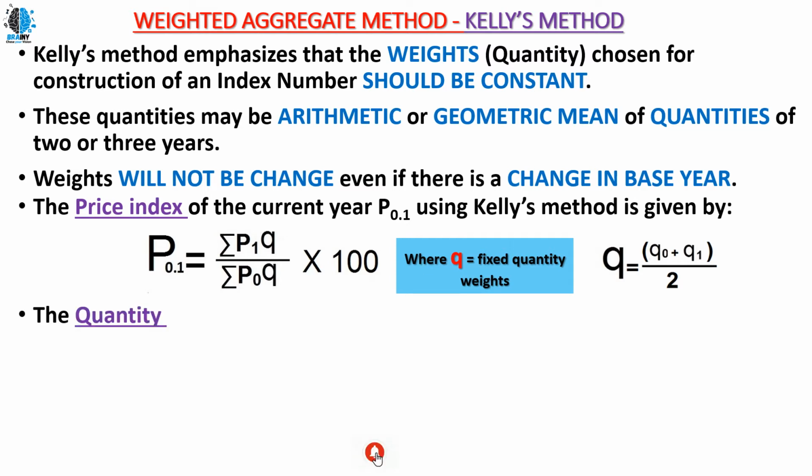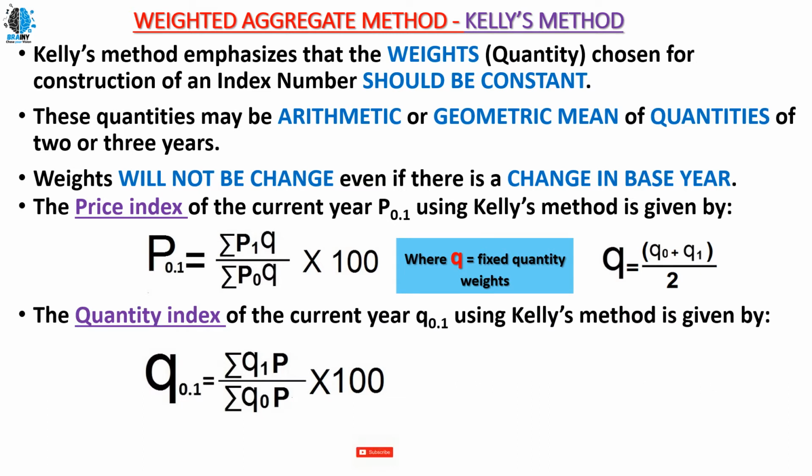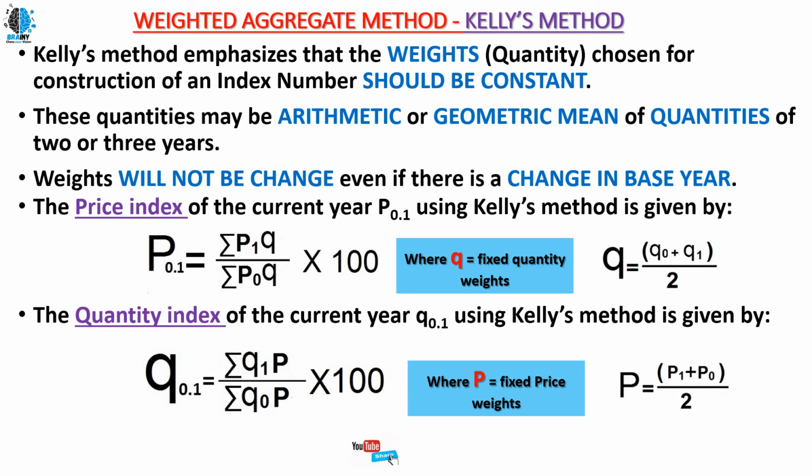Let's see the quantity index. Q01 equals summation Q1 into P divided by summation Q0 into P, into 100, where P is our fixed price weight. How to find P? P is equal to P1 plus P0, whole divided by 2, using the arithmetic mean. In this way we find the fixed quantity weights and fixed price weights. Quantity weights are applied on the price index, and price weights on the quantity index. This is all about Kelly's method.